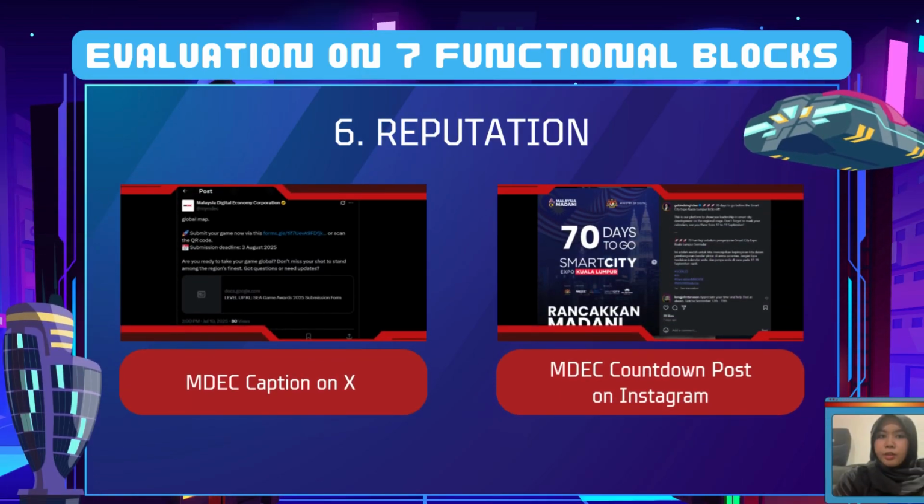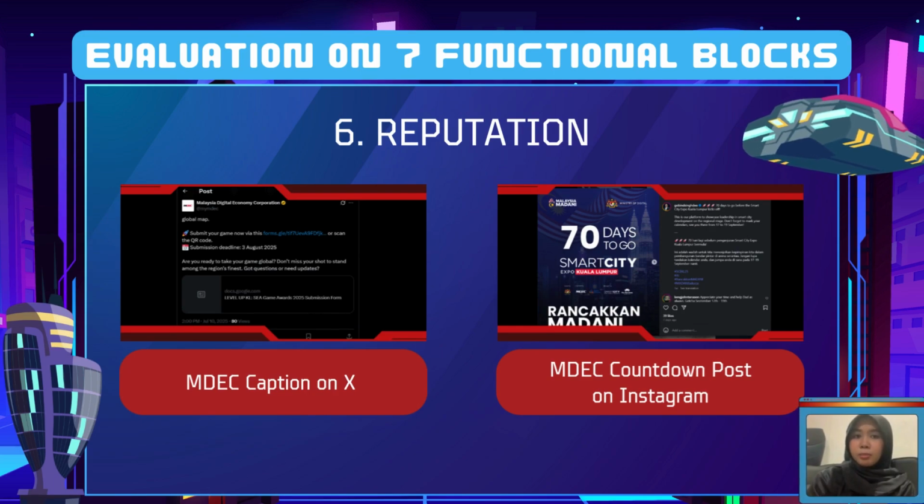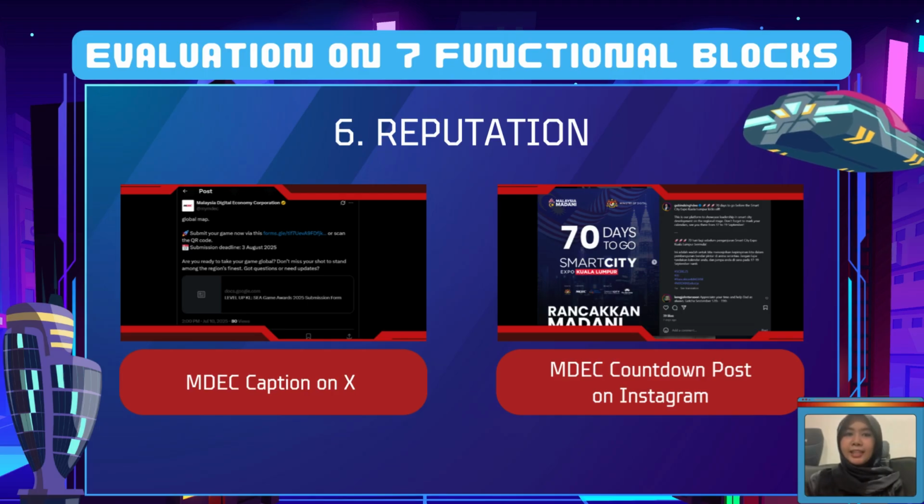For reputation, we are looking at how MDEC builds and protects its image online. One of the key indicators is their verified status. The gold checkmarks on X and Instagram show their legitimacy. Additionally, as seen in the slide, media features from respected outlets like The Star act as external validation. These achievements strengthen MDEC's image as a national leader in digital transformation and innovation.